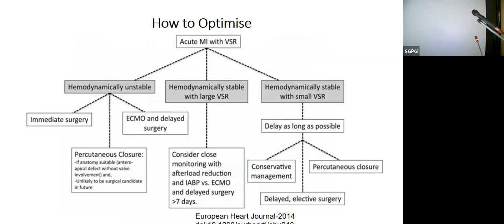This is a European Heart Journal 2014 article presentation. It says the same. So if a patient is hemodynamically unstable and comes to hospital, then what options do we have? Either we can take the patient immediately for surgery, we can give mechanical circulatory support, that is ECMO, or, as the patient won't tolerate surgery in this condition, we can attempt percutaneous closure.